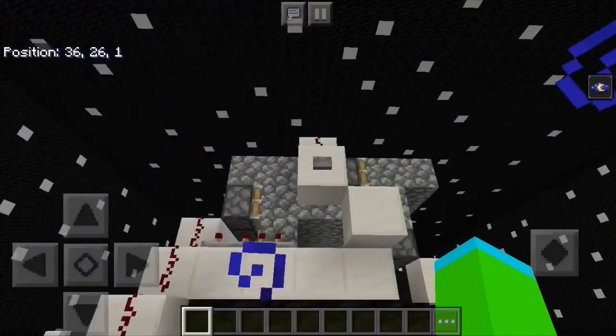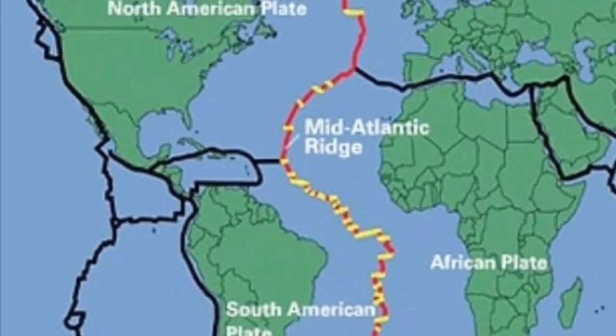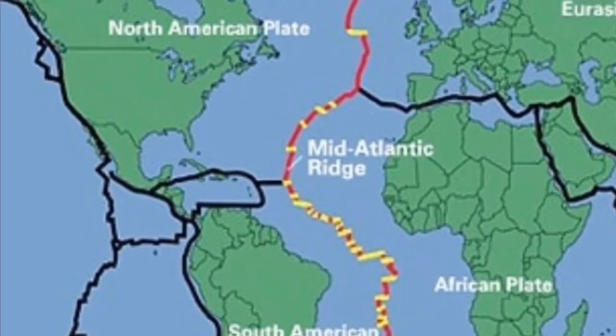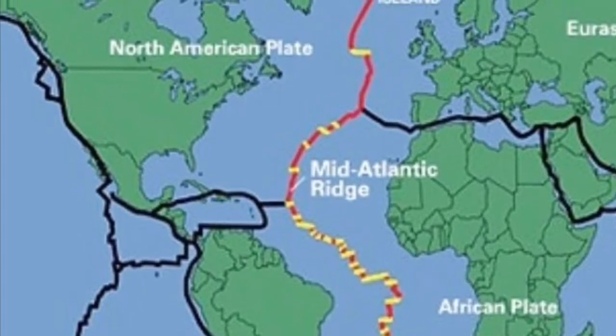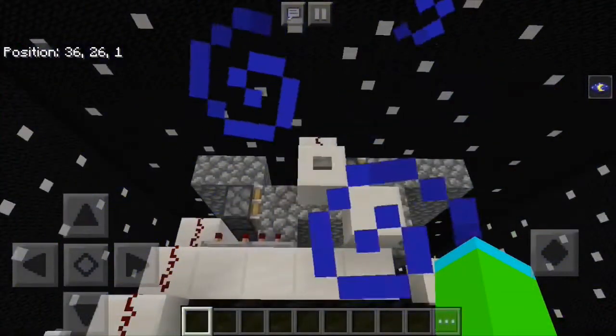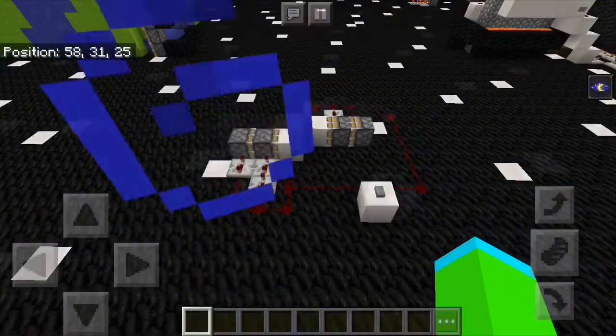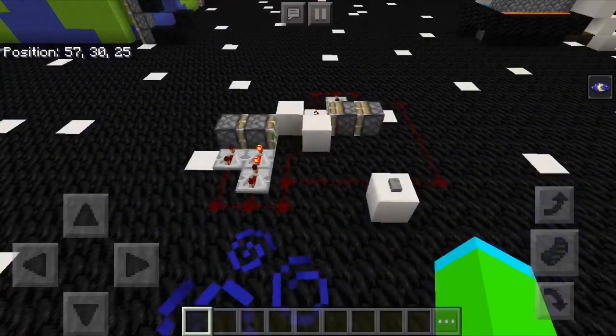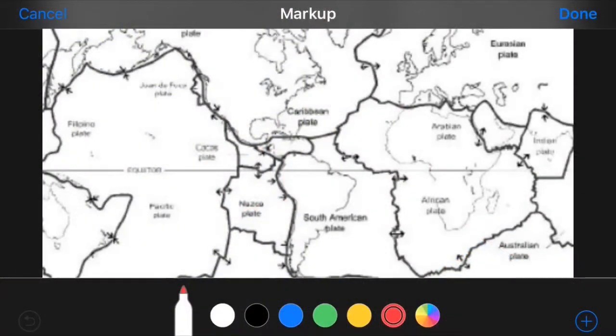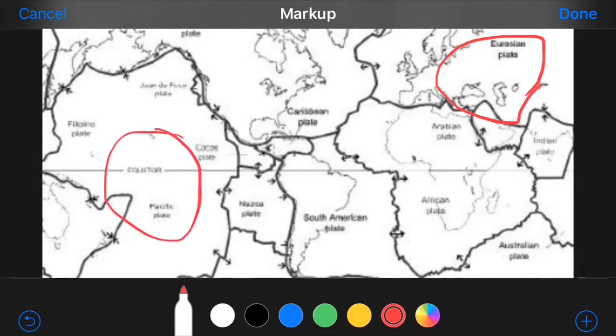An example of this is the Mid-Atlantic Ridge, which is a large divergent boundary running through the middle of the Atlantic Ocean. And then there are transform boundaries, which is where 2 plates slide along each other. The 2 types of plates are the continental plate, which consists mostly of land, for example, the Eurasian plate, and the oceanic plate, which consists mostly of water, such as the Pacific plate.